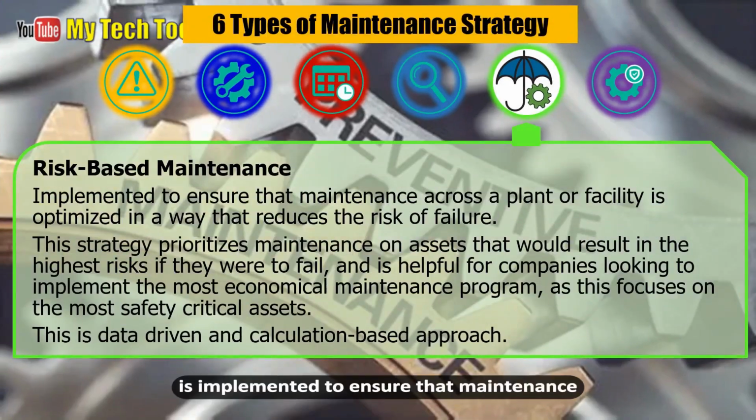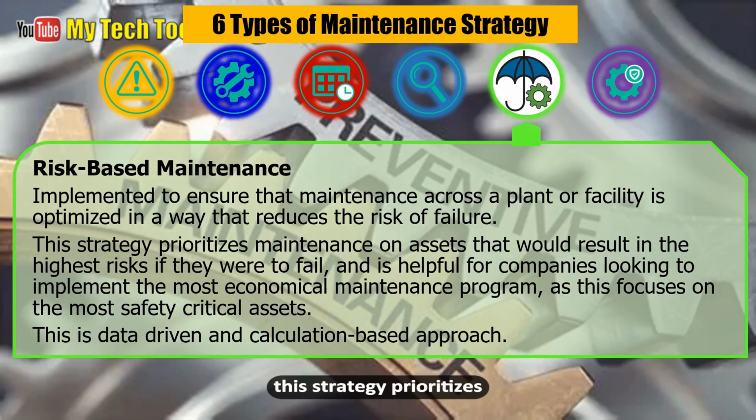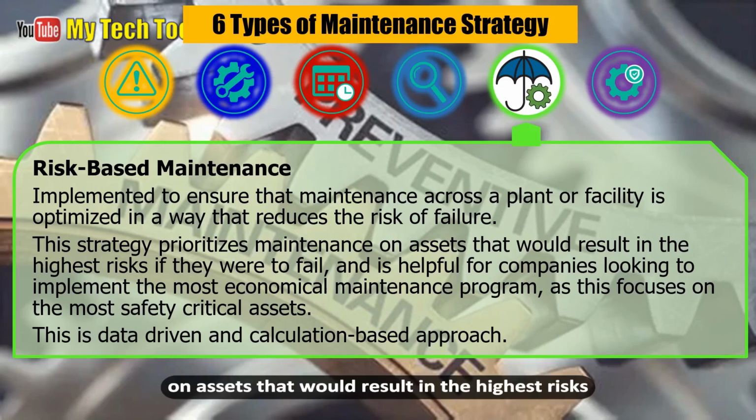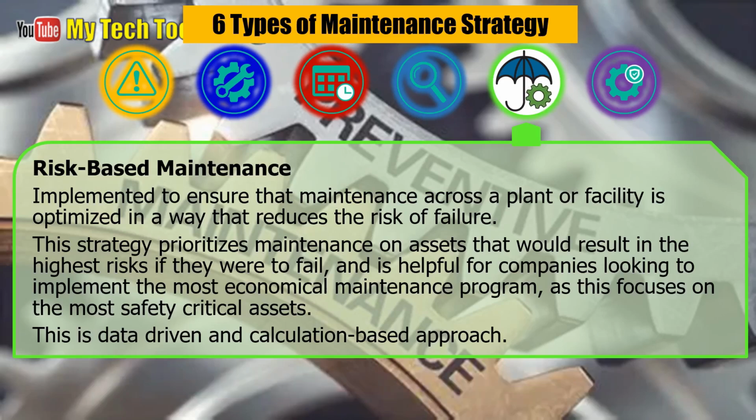Risk-based maintenance is implemented to ensure that maintenance across a plant or facility is optimized in a way that reduces the risk of failure. This strategy prioritizes maintenance on assets that would result in the highest risks if they were to fail and is helpful for companies looking to implement the most economical maintenance program, as this focuses on the most safety-critical assets. This is a data-driven and calculation-based approach.